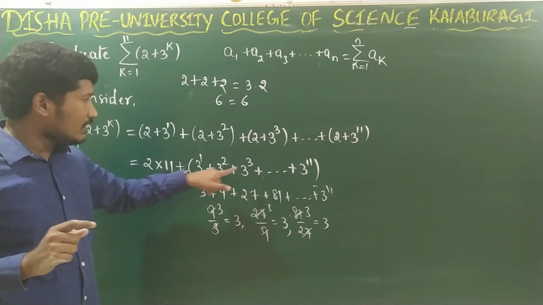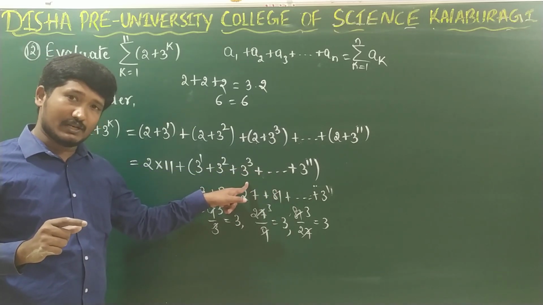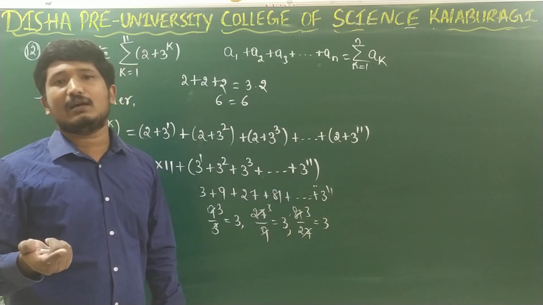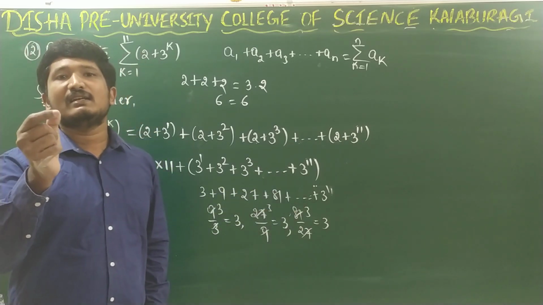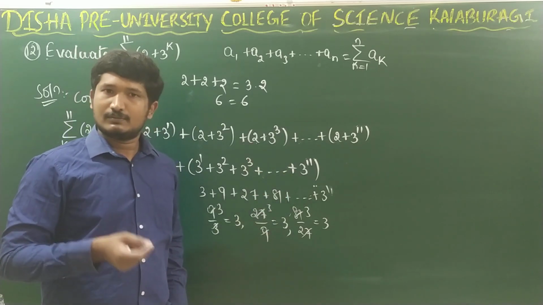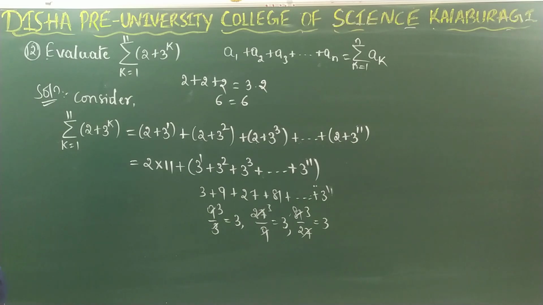So I hope you understood here, right? This is becoming a geometric series. Since we are adding all the terms, what am I calculating? I am calculating sum to how many terms? 11 terms. Is it clear? So now let us move on with the problem.